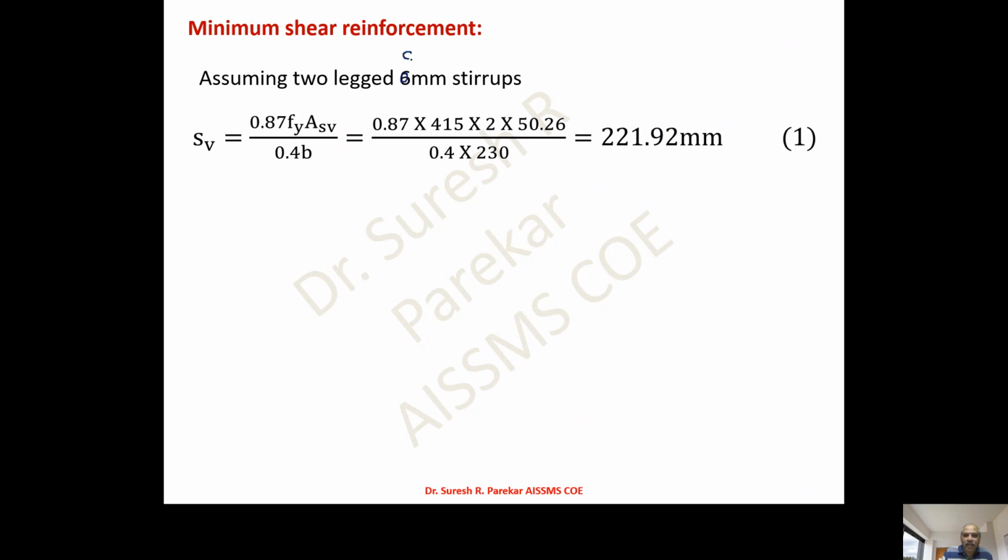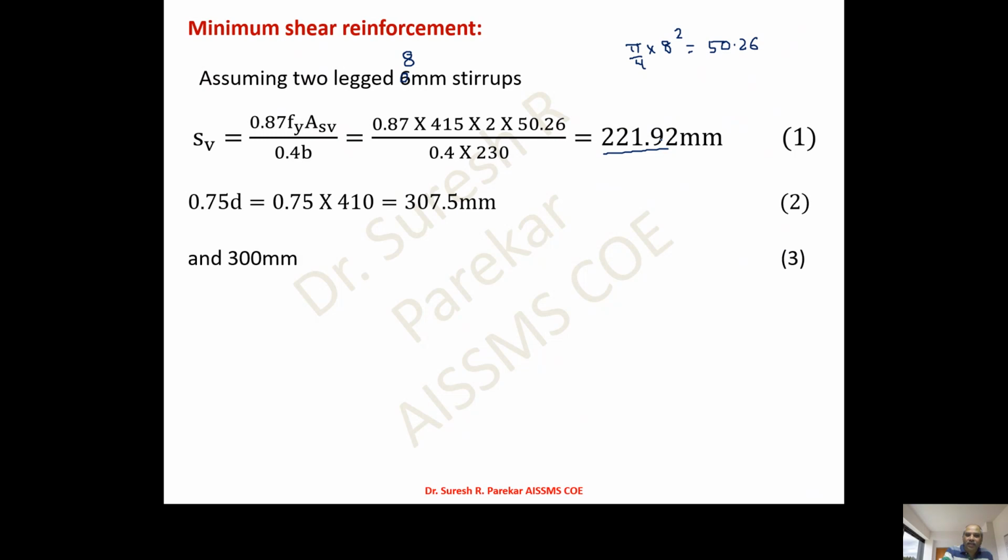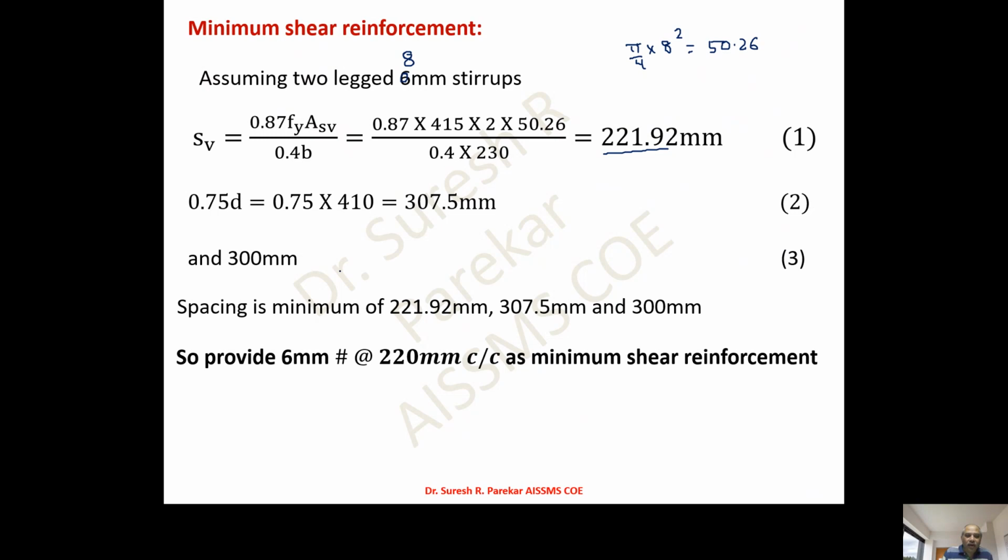And this we are going to provide, not 6 mm legs, so we have actually 8 mm leg stirrups. So we have pi by 4 into 8 square, and that we will get as 50.26. So we will have this 8 mm at 221.92 millimeter. So we have 0.75d, second criteria 300, third the minimum of the 3 we have this value. And then we have, so provide 8 mm diameter stirrups at 220 mm center to center.